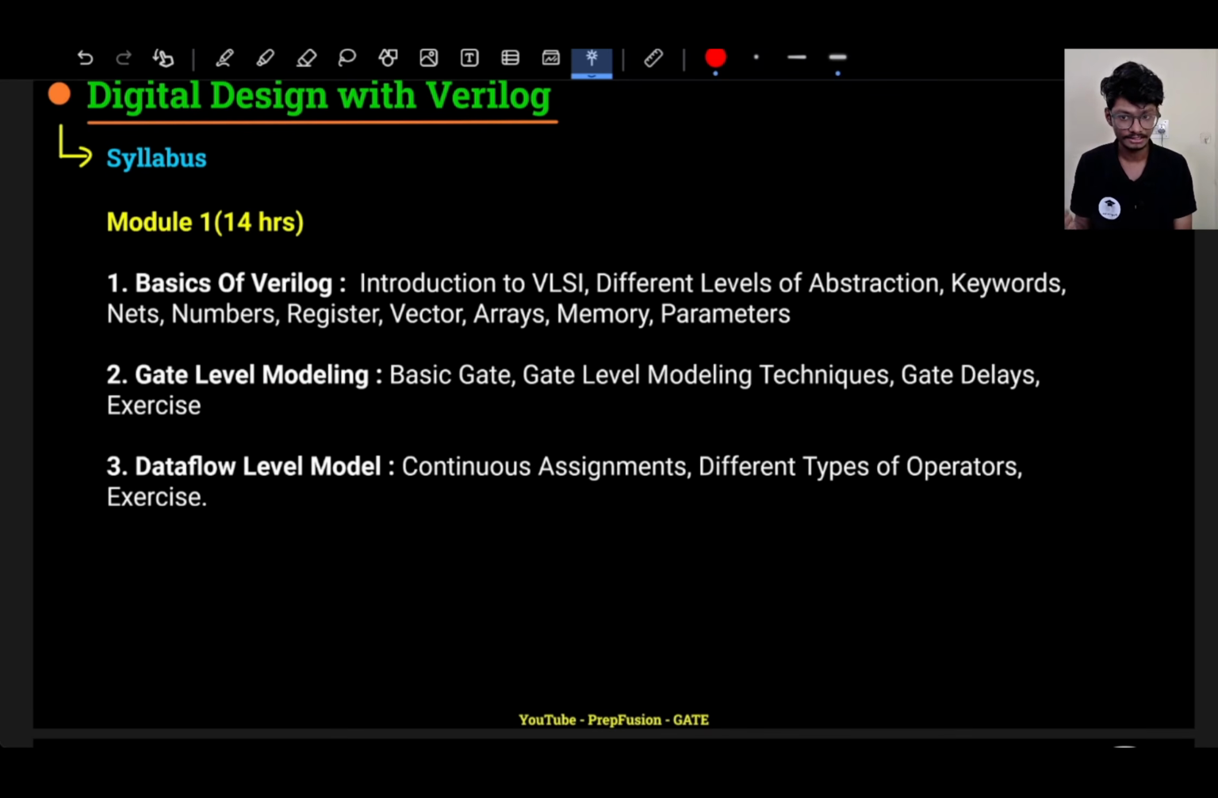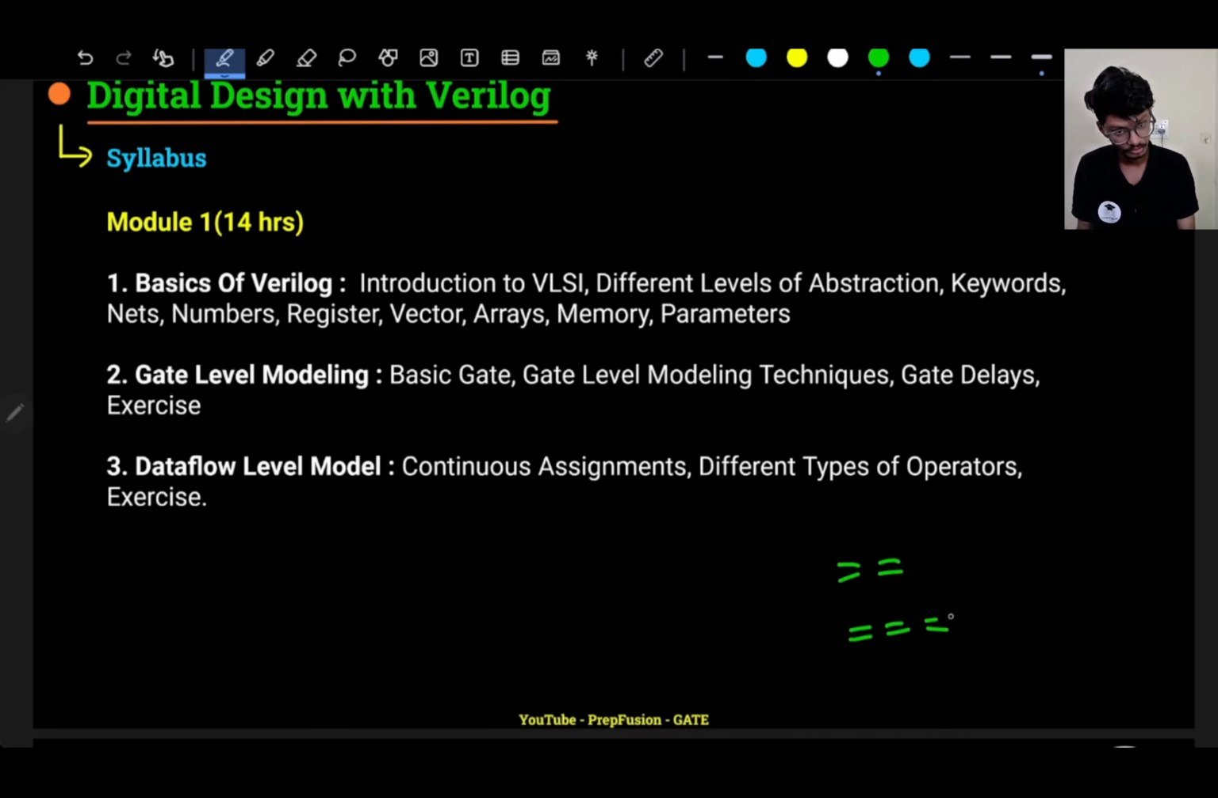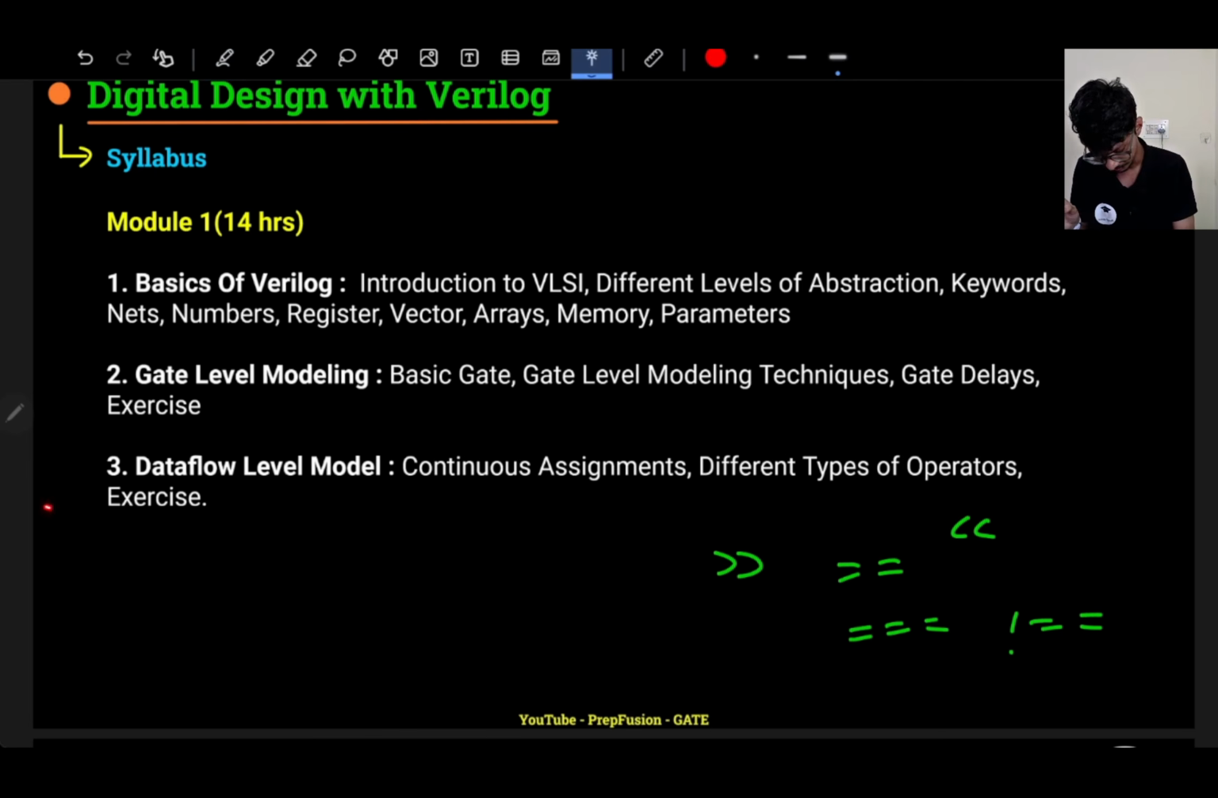In the next chapter, we will learn about data flow level of modeling. In data flow modeling, we will learn what continuous assignments are and about different types of operators, like double equals to, triple equals to, and not equals to. There are many kinds of operators: right shift, left shift, arithmetic right shift, arithmetic left shift. All those things we will learn in this chapter.